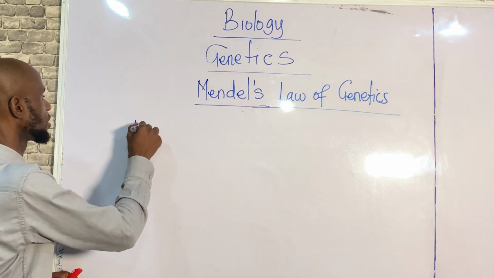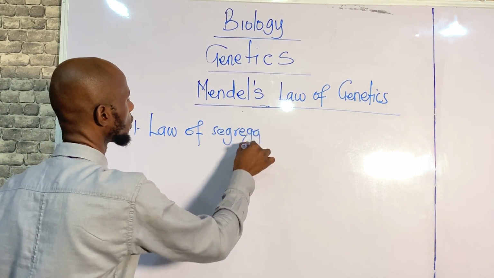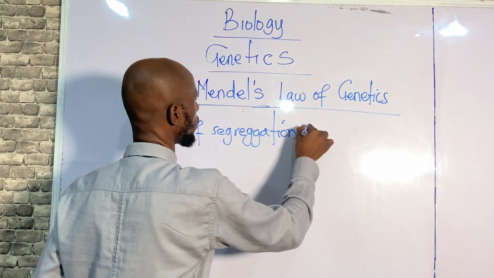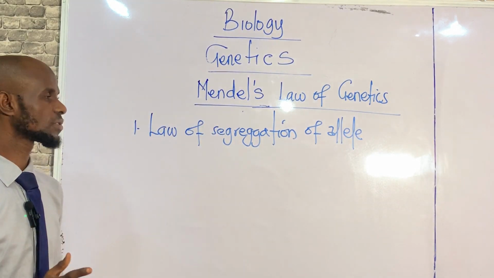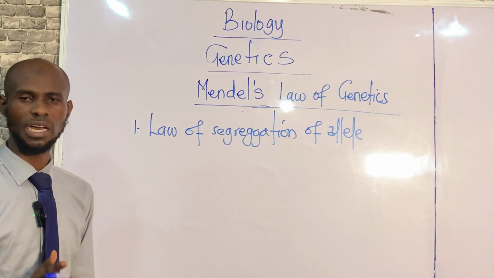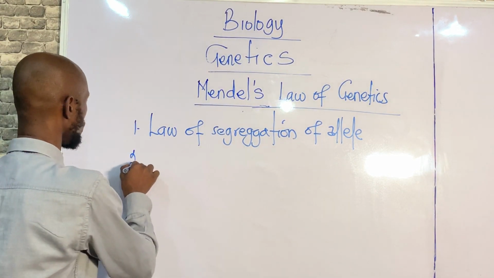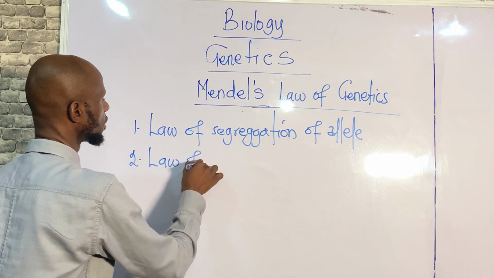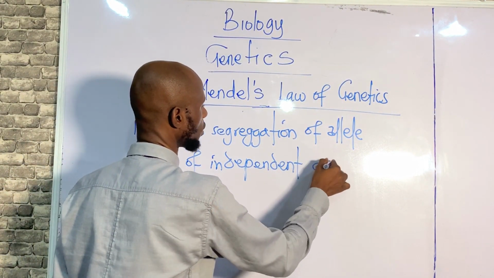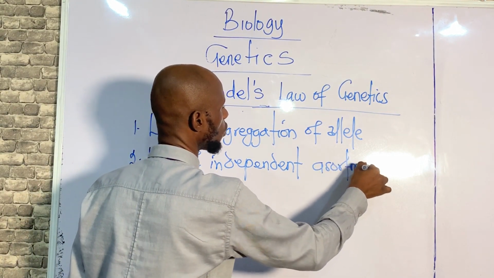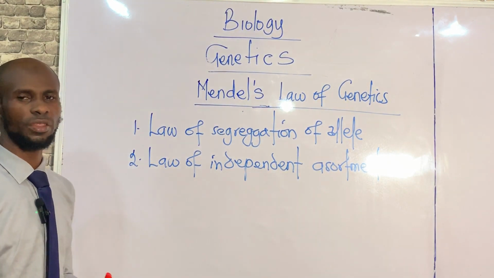The first law is called the law of segregation of alleles. Now repeat after me: the law of segregation of alleles. The second law is called the law of independent assortment. Together, let's say the law of independent assortment of alleles. So memorize the laws, then we are going to look at the explanation of the laws.